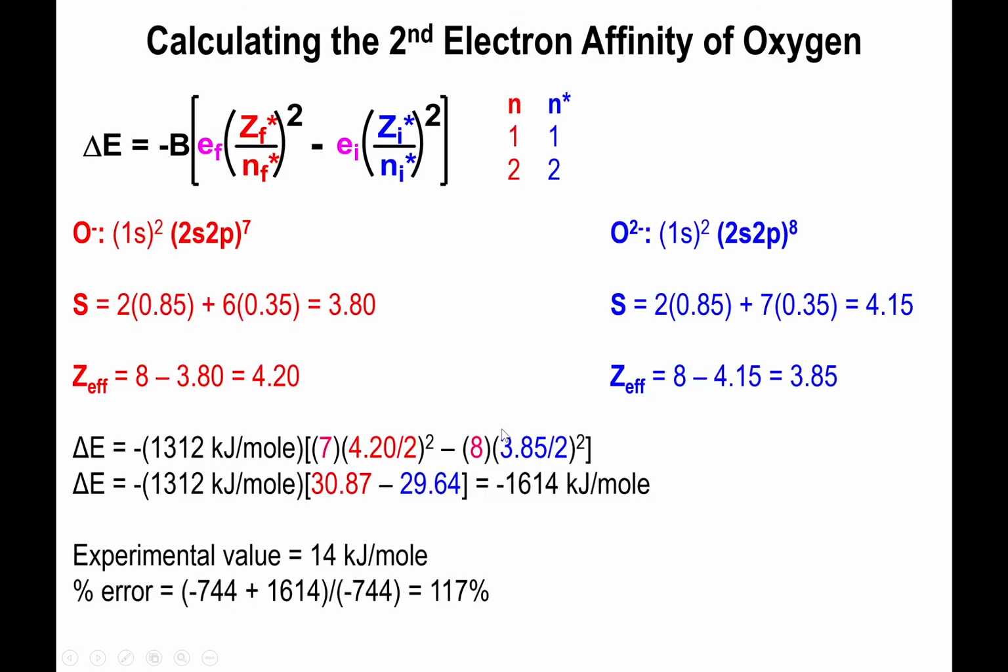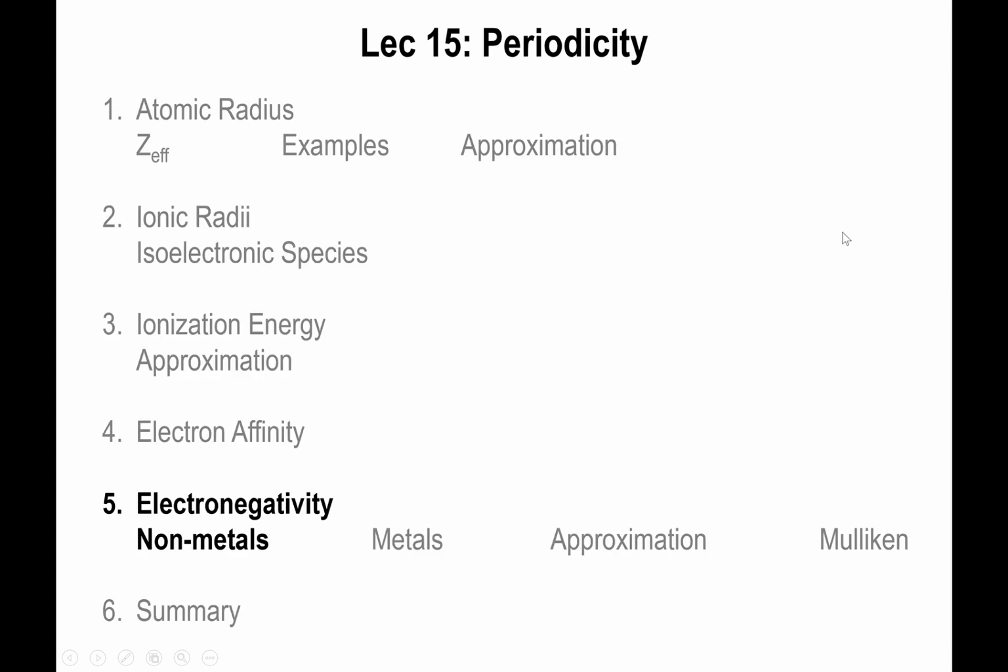And this is actually kind of on the conservative side. There's other elements for which the error is even a lot greater than this one. So we will not be using this approximation for the electron affinity. We will use a different technique to find that value. But I will save that discussion for the following video.